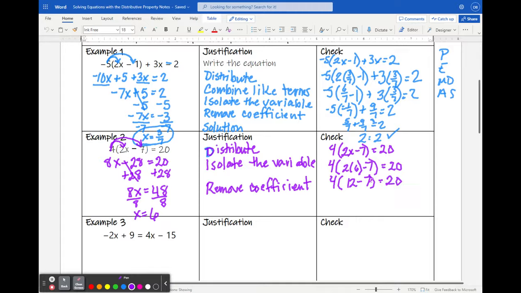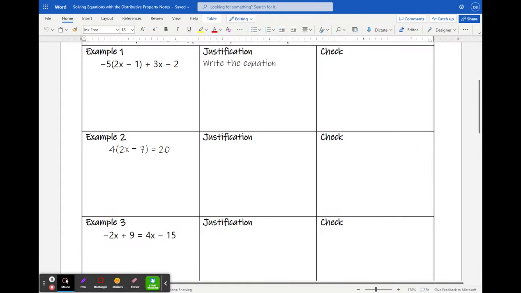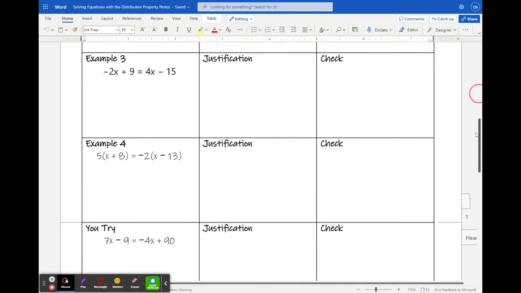12 minus 7 is 5. 4 times 5 is 20. It does equal 20. It checks out, and my solution is x equals 6. All right, so let's move on down to examples 3 and 4.